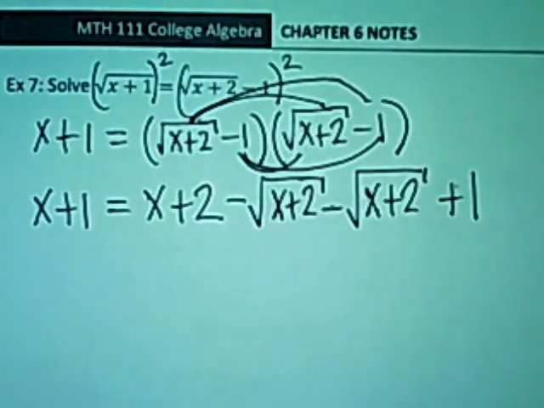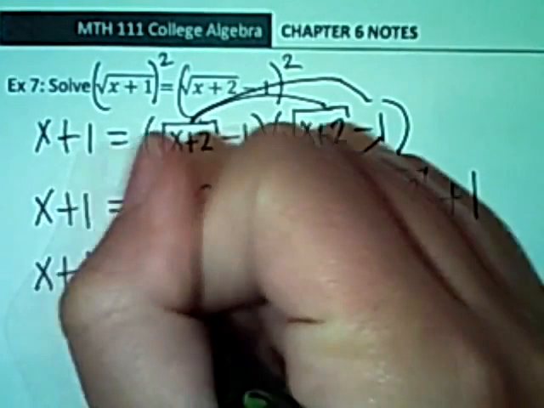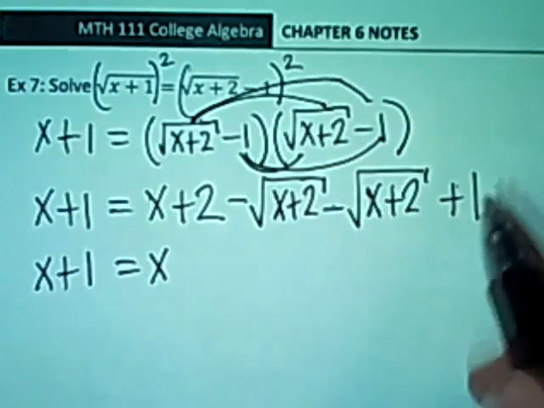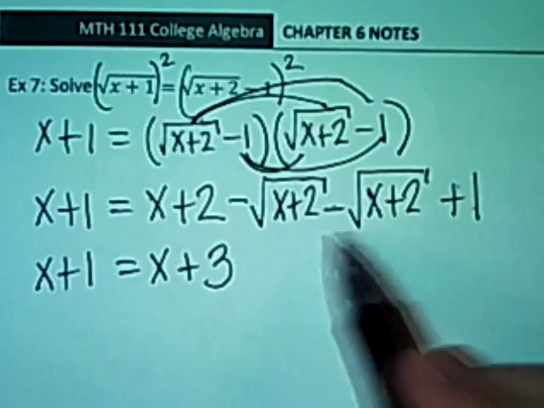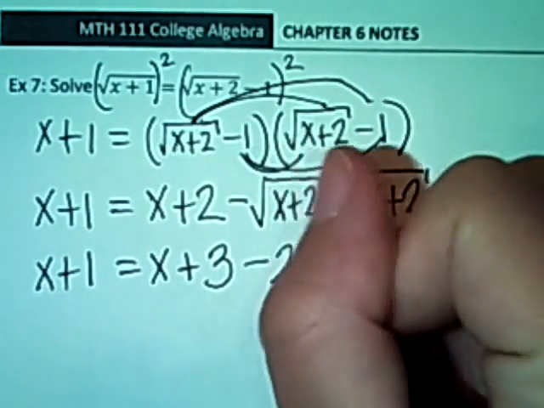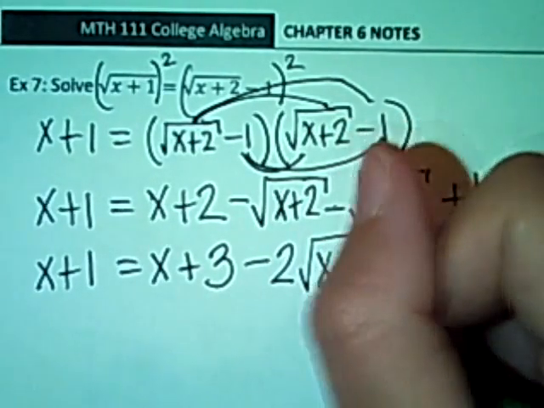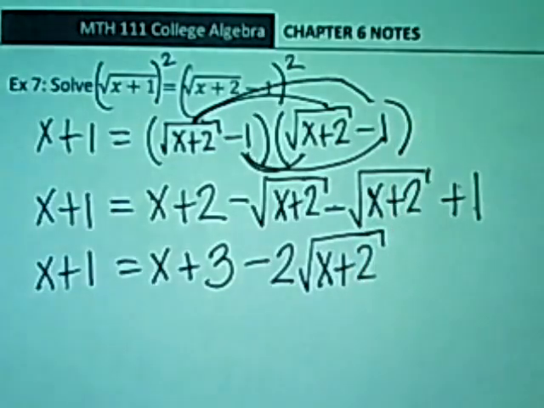So combine some like terms here. I have x plus 1 equals x. I can combine that 1 and 2 to make it x plus 3. And these radicals will end up being negative 2 radical x plus 2 when I combine those.